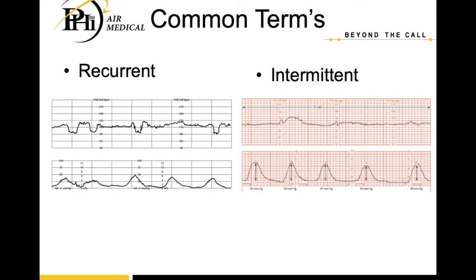The last common terminology that we're going to look at is the difference between recurrent and intermittent events. So with a recurrent event, it means that there's some sort of event in the fetal heart rate section that is occurring with greater than 50% of the contractions, whereas intermittent is any type of event that happens less than 50% of the time when there's a contraction. So less than 50% of the time or greater than.